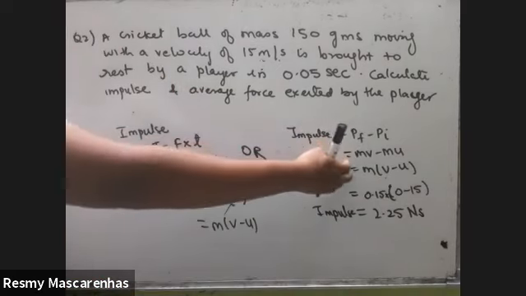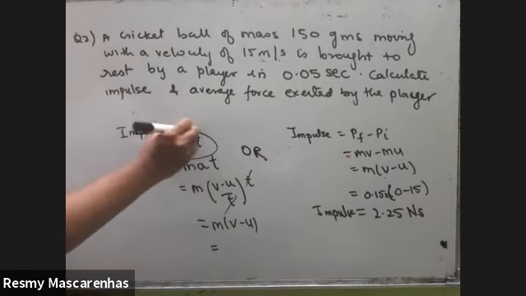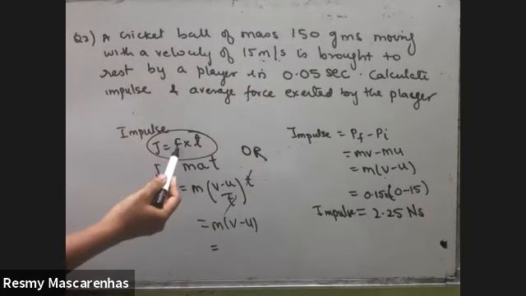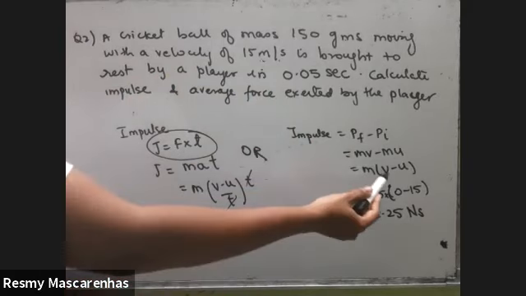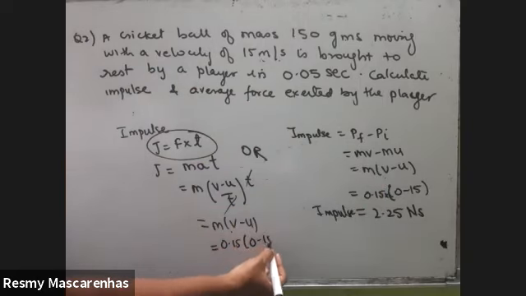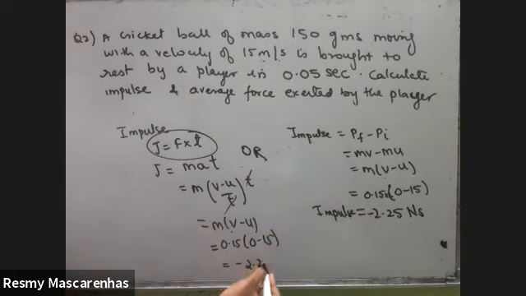The best option is you can remember this. Suppose force is given, time is given, then directly you can use this formula. But here force was not given anywhere. We can't use this formula. That's why we have to use velocities. Same answer. Now one part is done. Impulse we calculated.